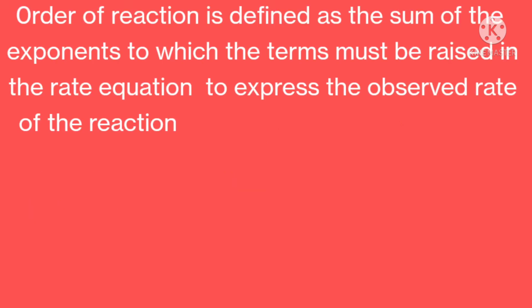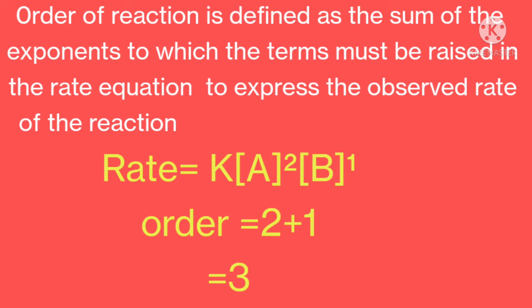The order of reaction is defined as the sum of the exponents to which the terms must be raised in the rate equation to express the observed rate of reaction. For the rate equation, rate is equal to k into a raised to power 2 into b raised to power 1, the order of reaction is 2 plus 1 equal to 3.